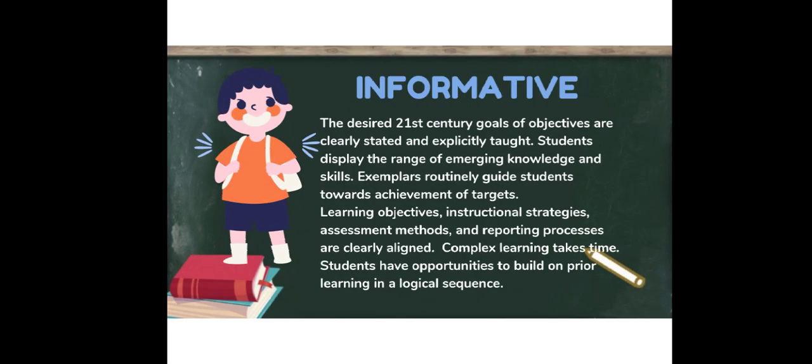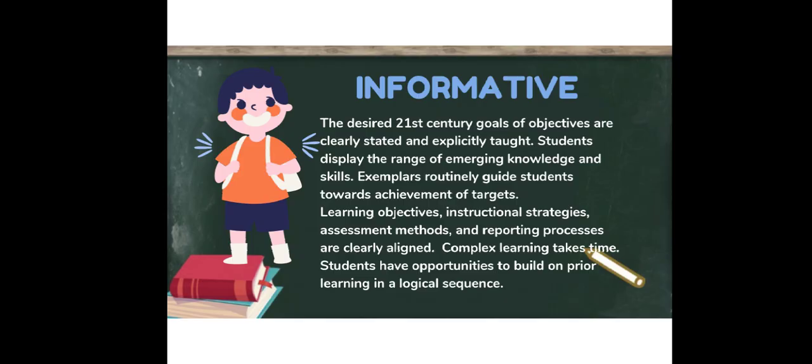The fourth one is informative. The desired 21st century goals or objectives are clearly stated and explicitly taught. Students display the range of emerging knowledge and skills. Exemplars routinely guide students toward achievement of targets. Learning objectives, instructional strategies, assessment methods, and reporting process are clearly aligned. Complex learning takes time. Students have opportunities to build on prior learning in a logical sequence.